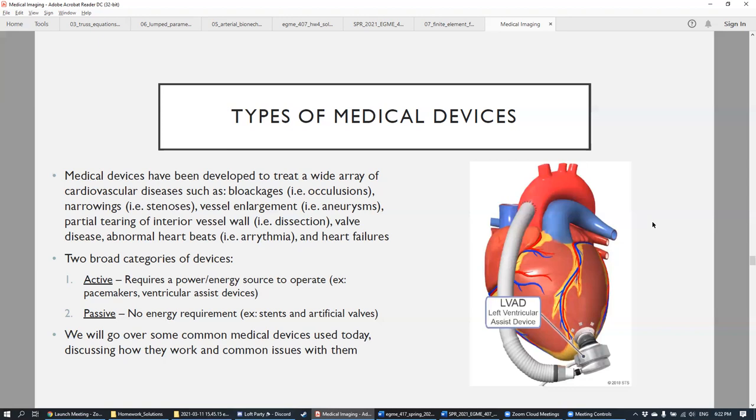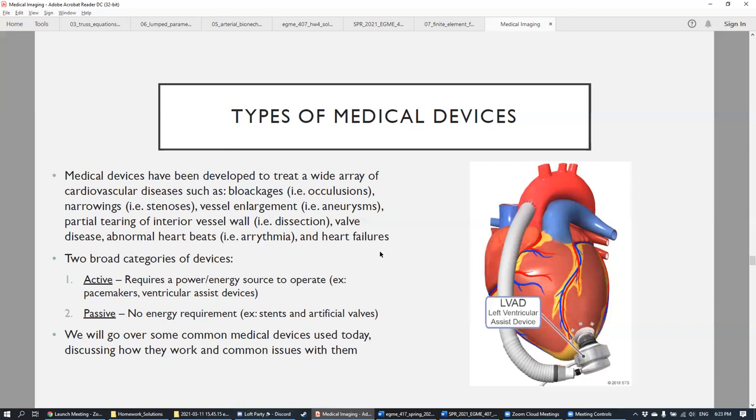There are devices that help if you have what's called a dissection. If you have a partial tear of your interior vessel wall, but it's not a total tear, so you don't have internal bleeding, that's called dissection, and there are devices that help with that. There are devices for valve disease, which we'll talk about in a second. There are devices for abnormal heartbeats, called arrhythmias. Or even for total heart failure, there are devices for that as well.